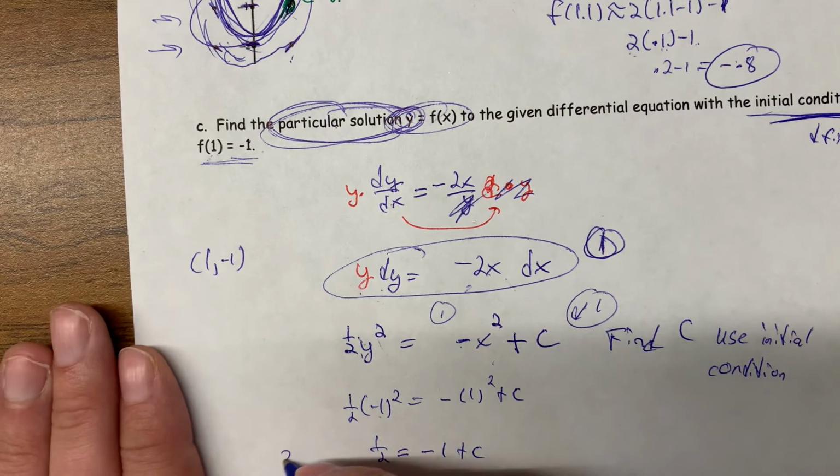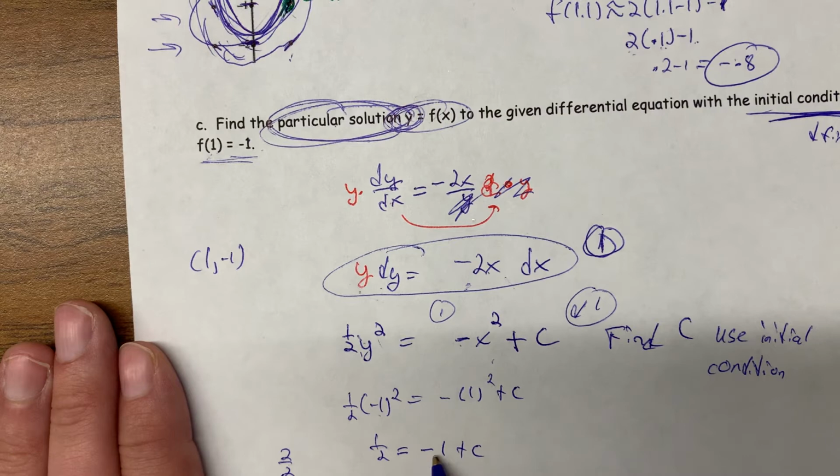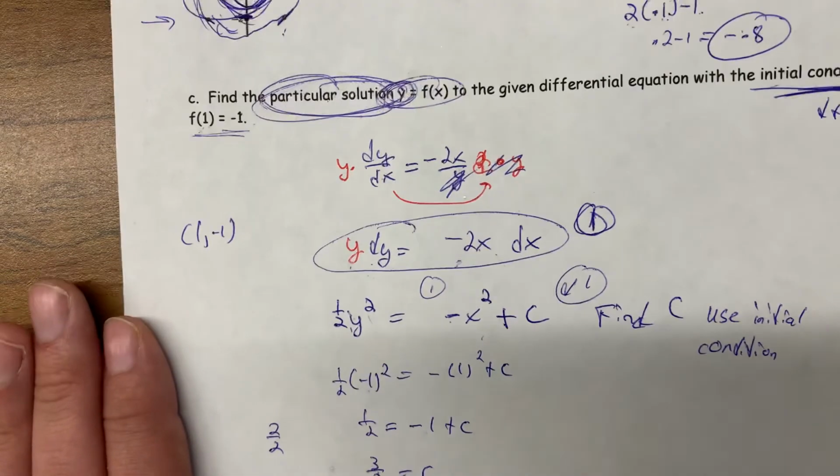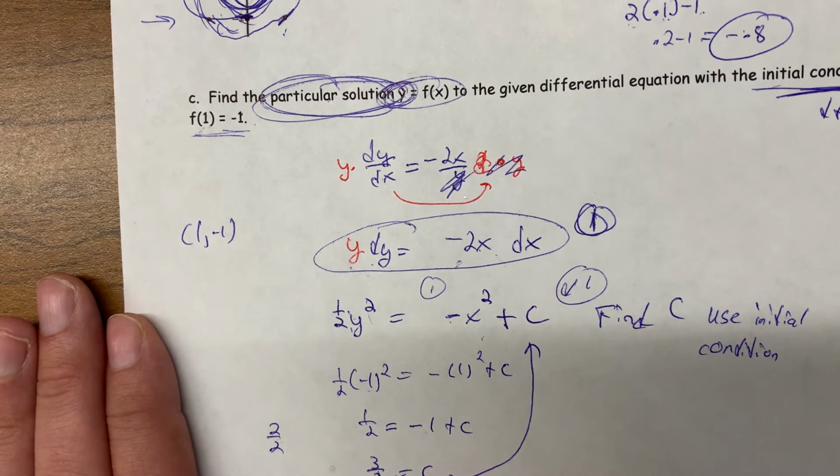Because when we add 1, we need to turn it to 2 over 2. That way we can actually add it with a half. We have to get a common denominator. So adding 1, 2/2 plus 1/2 is 3/2, and that's c. So we're going to plug that in. 1/2 y squared equals negative x squared plus 3/2.